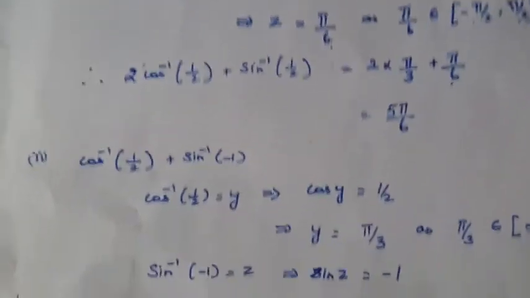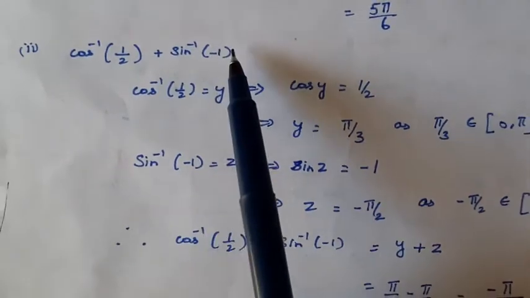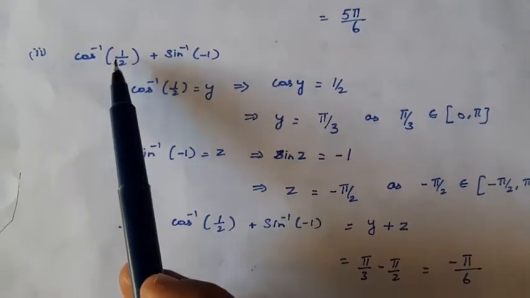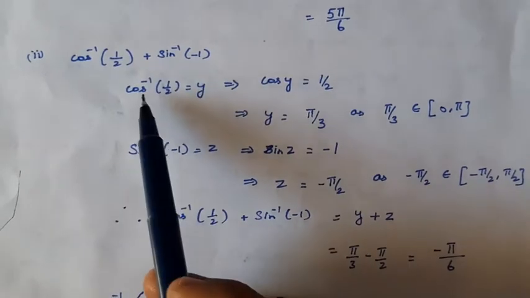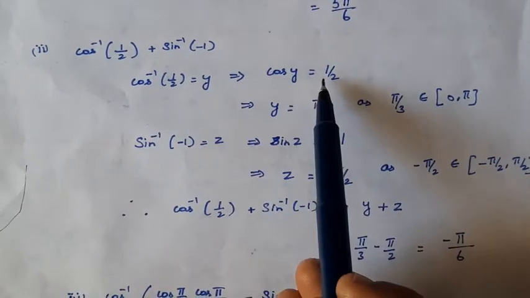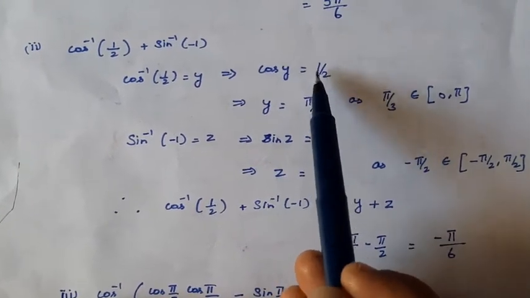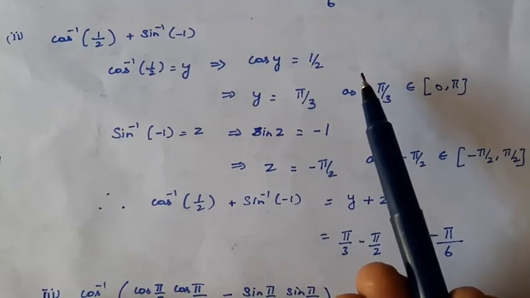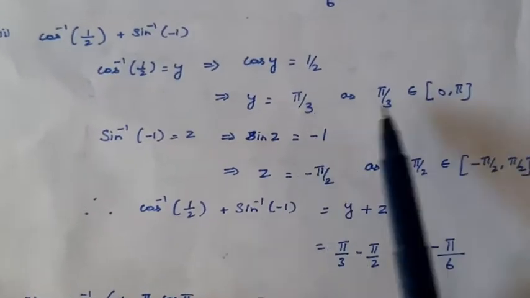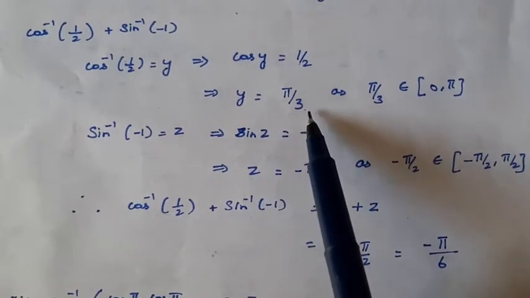Okay. Then similarly, cos inverse of 1 by 2 plus sin inverse of minus 1. Let us find out the corresponding angle for this first term. So take this first term to be some y. By definition, it will be cos y is equal to 1 by 2. So find out the value of y whose cos value is 1 by 2. As it is positive, the angle would be in the first quadrant. So clearly it is pi by 3. As pi by 3 belongs to 0 to pi, it is clear. So y is equal to pi by 3.